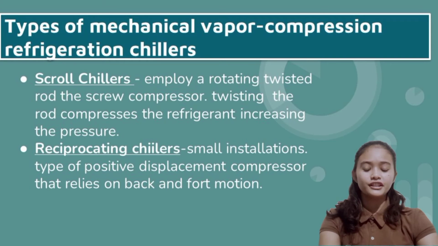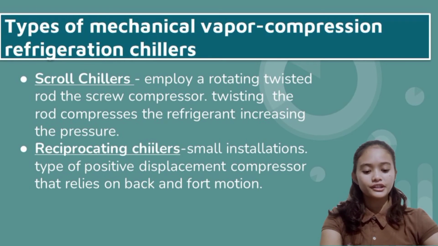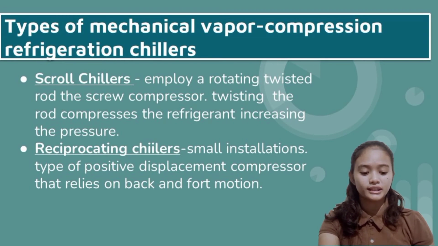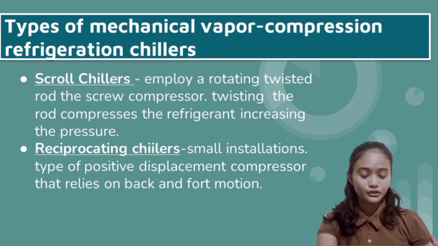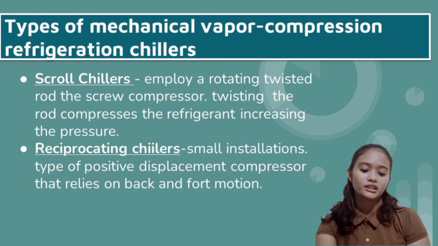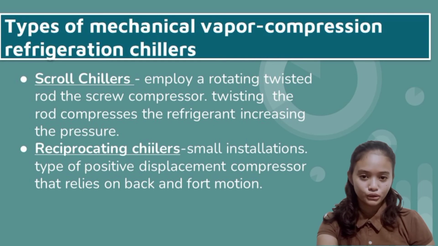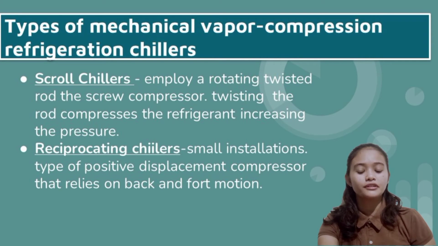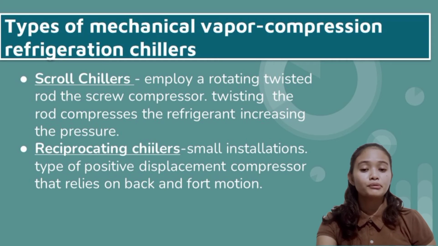The third is the scroll chiller. The scroll chillers, from the name itself, employ a rotating twisted scroll as a compressor. Twisting of the scrolls compresses the refrigerant, increasing its pressure. They have fewer parts than a reciprocating compressor and are generally more reliable. The last type is a reciprocating chiller.